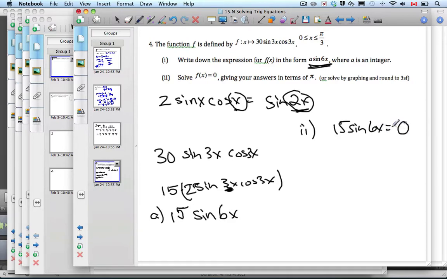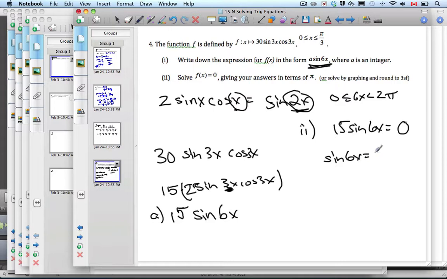And give your answers in terms of pi. So that's the same thing as sine 6x equals 0, with 6x going up to 2 pi times 3, or sorry, by 6. Is that what you were saying? I think so. Okay, so when I look at this, now I just divide by 15.